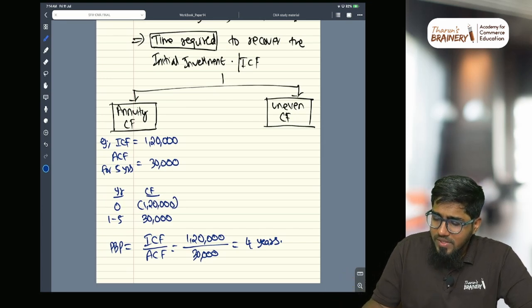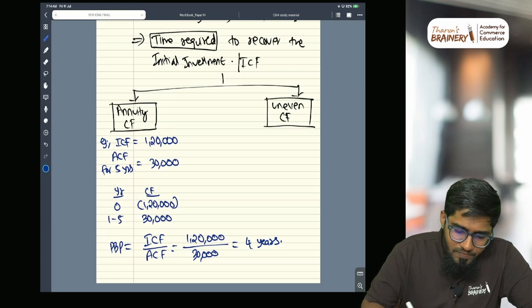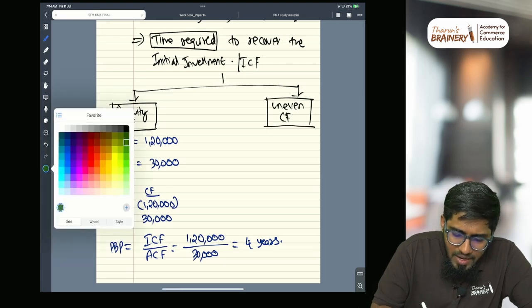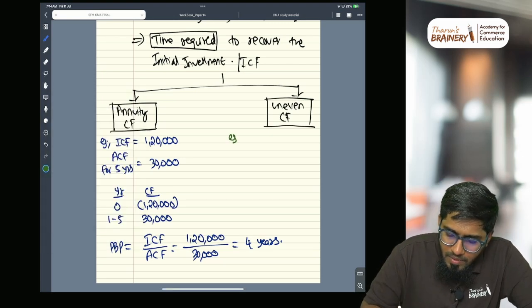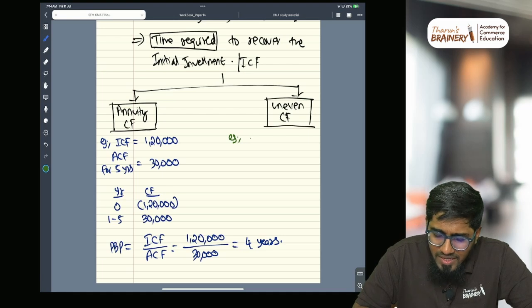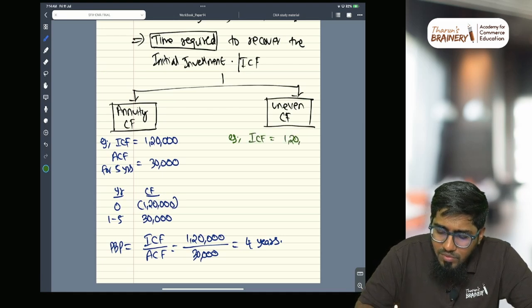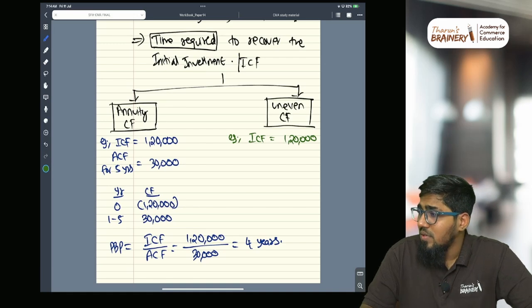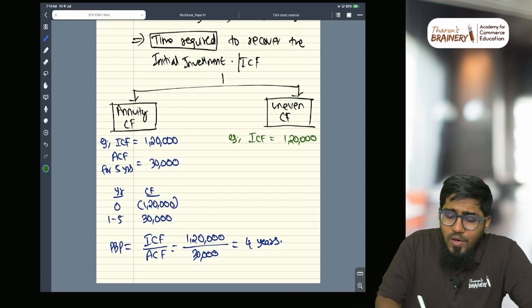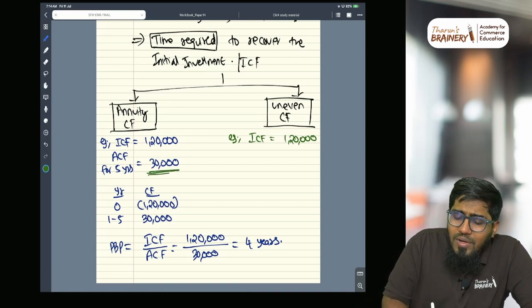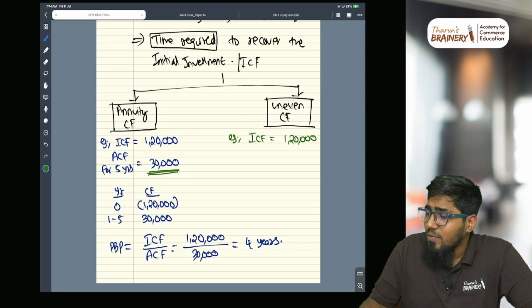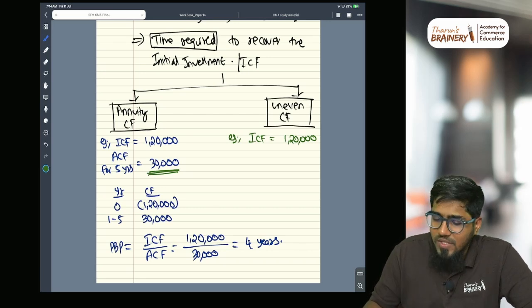Now let me give an example for uneven cash flows. The initial cash flow is equal to 1,20,000. Uneven means the cash flows are not annuity cash flows. Annuity cash flows means every year the same cash flow. Uneven cash flow means every year a different cash flow.